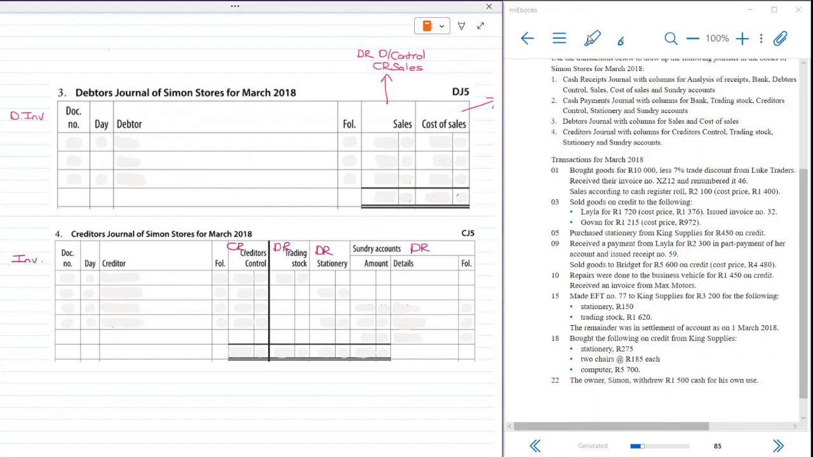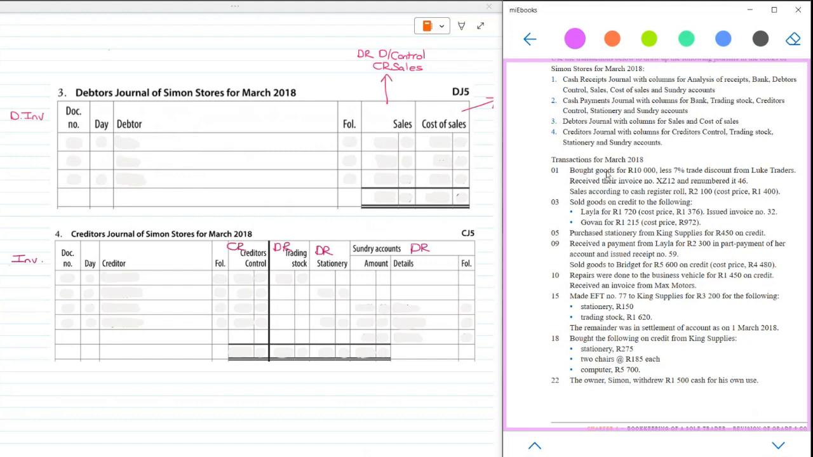They gave us the transactions for March 2018. On the first, they told us we bought goods for 10,000 Rand less 7% trade discount from Luke Traders. So we bought goods from Luke. They didn't tell us whether we bought it cash or credit. If they don't tell us that, we always need to look for a source document. We received their invoice number XZ12 and renumbered it to number 46. When we receive an invoice, it means that we bought on credit.